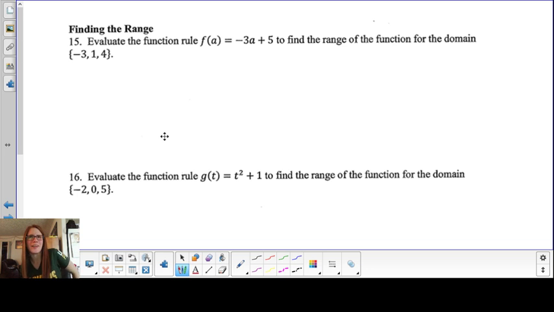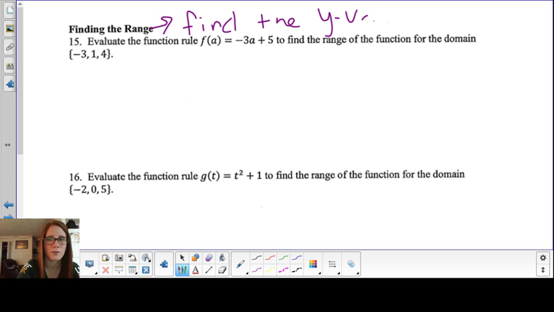Alright, so we're finding the range. Well, what did we say range was? List of values, x's or y's? Good. We should know that range means y's. So we're going to find the y values. We're given this function, and it asks me to find the range given these domain values. That means domain is the x value, so I'm going to plug these x values into my function.